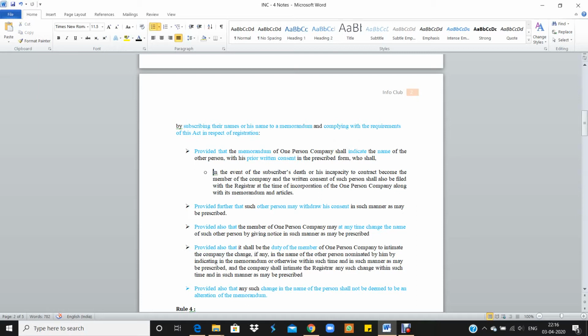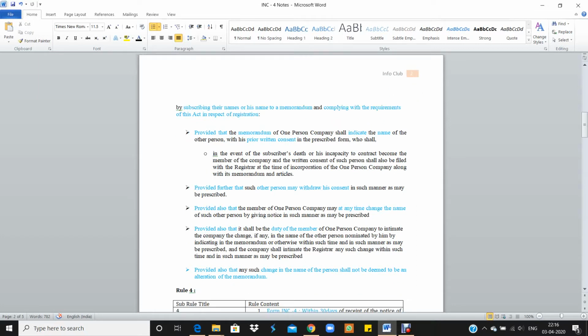Why does he have to take that written consent, and why does he have to nominate that nominee? Because in the event of the subscriber's, that is the member's, death, or his incapacity to contract, the nominee will become the member of the one person company. So the subscriber or member, at the time of incorporation itself, has to indicate the name of the person whom he wants to nominate.